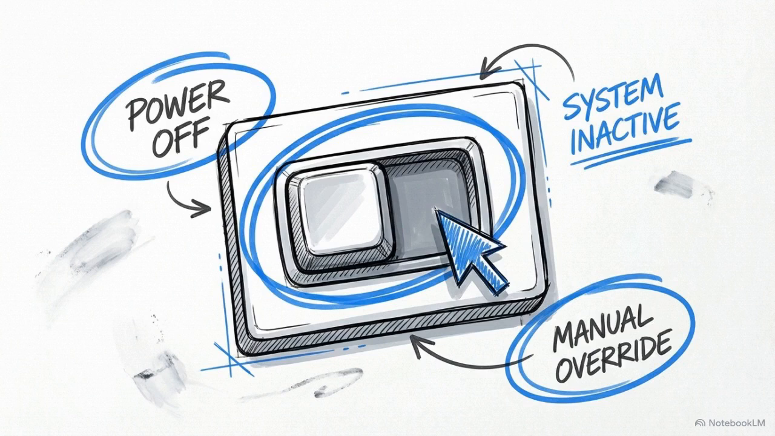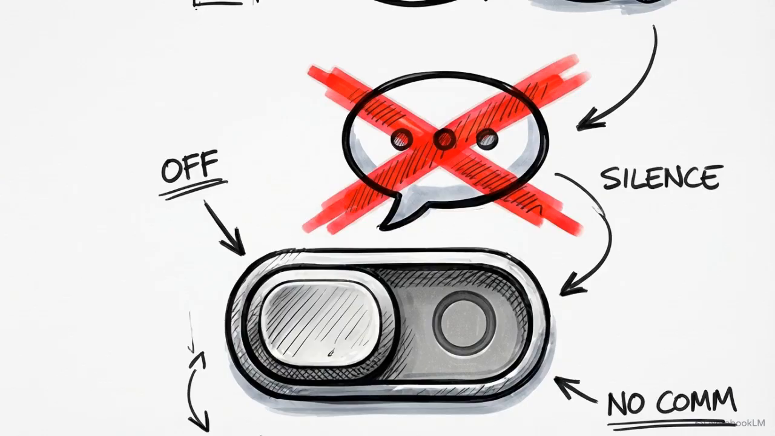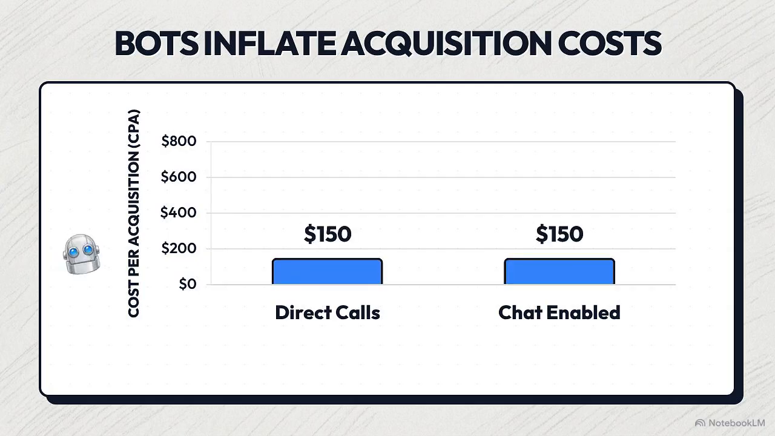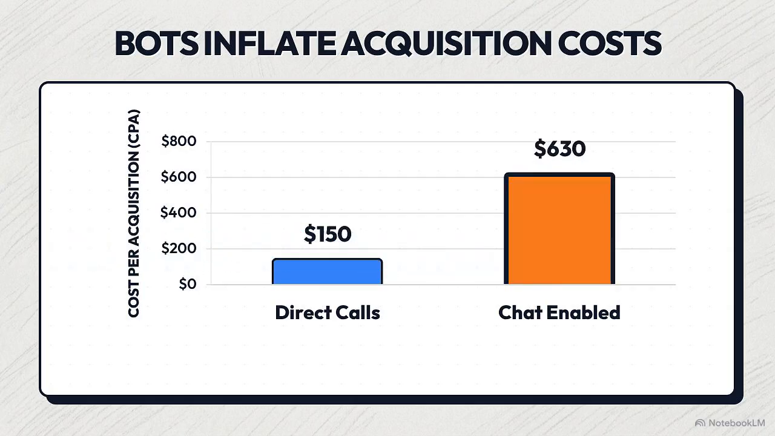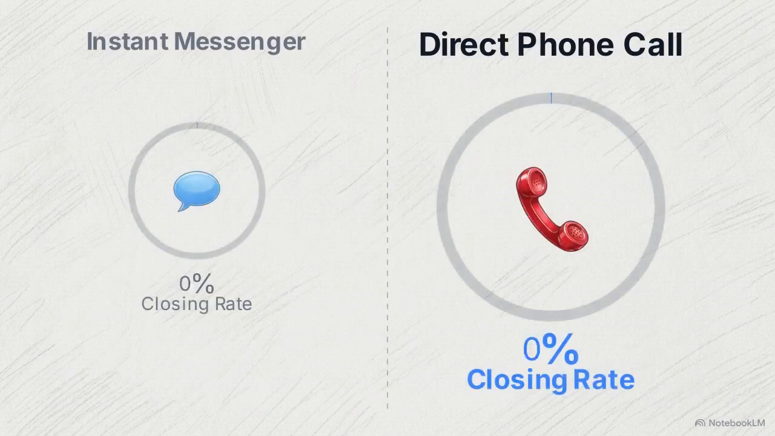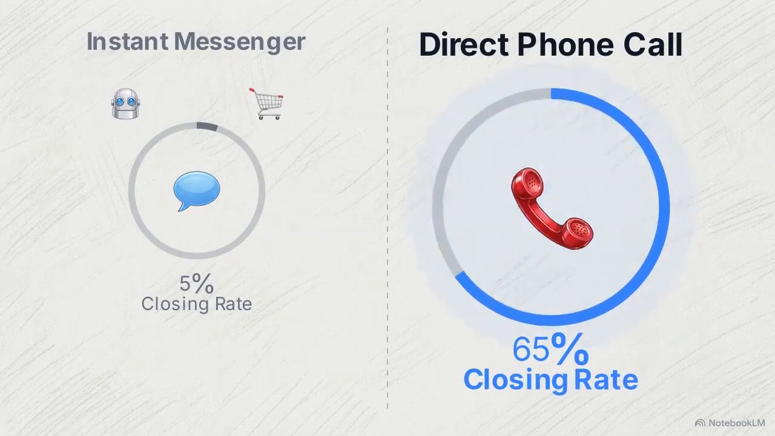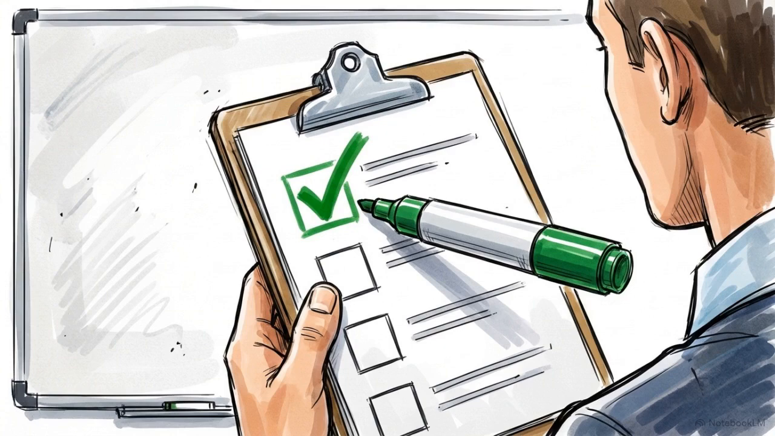Navigate to your local service ad settings dashboard and locate the message or chat toggle switch. Turn this feature off and keep it off permanently. Keeping the chat active is a financial hazard. It invites automated bots and price shoppers that drive up your customer acquisition costs without providing a return. For local service providers, the closing rate of a direct live phone call is statistically much higher than a conversation through an instant messenger. Step 2 requires a thorough internal audit.